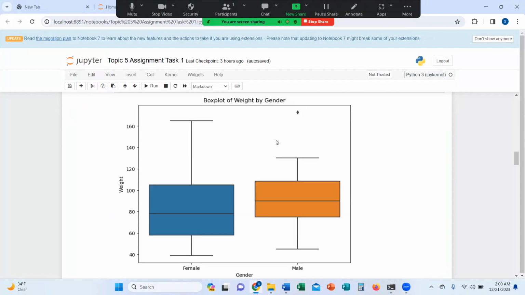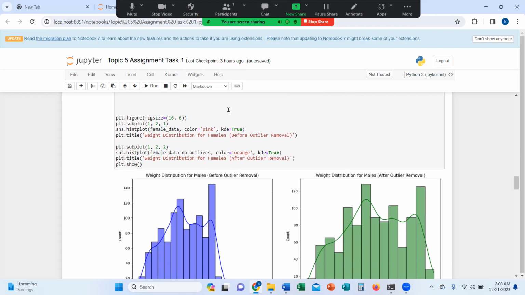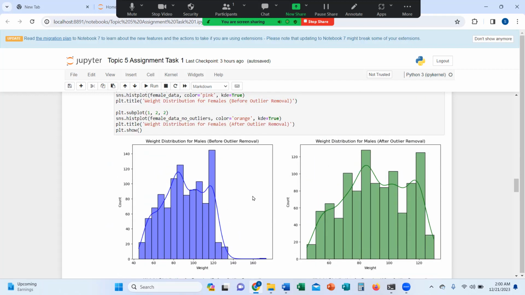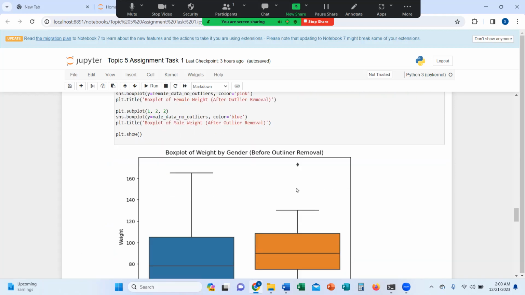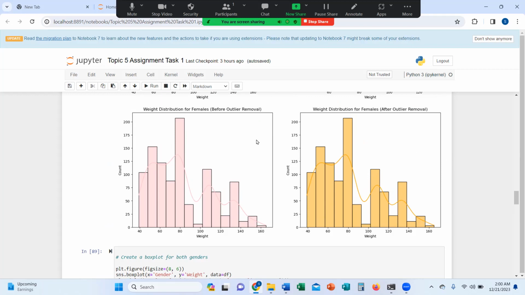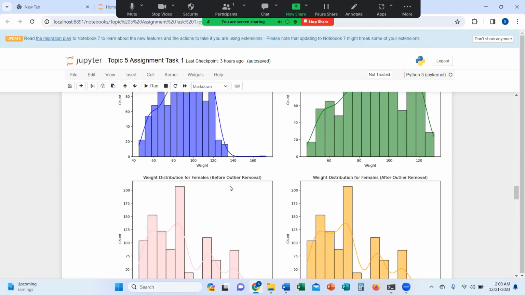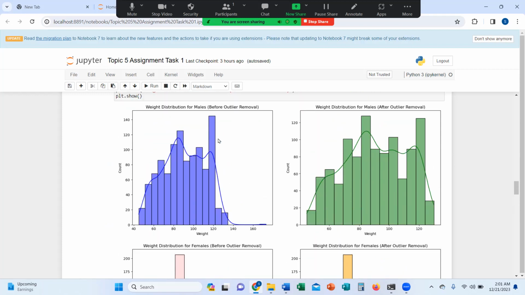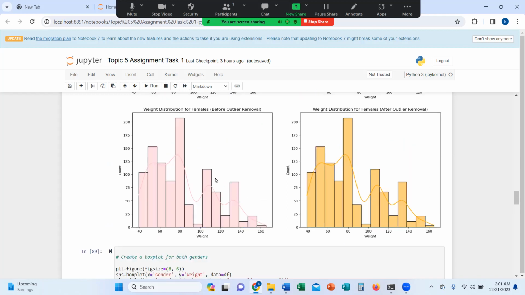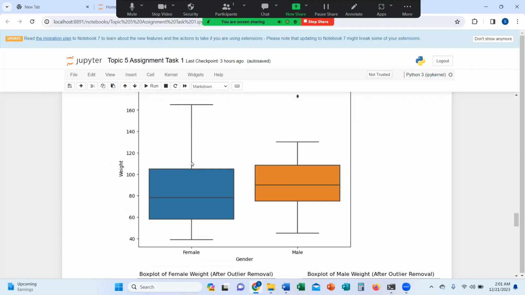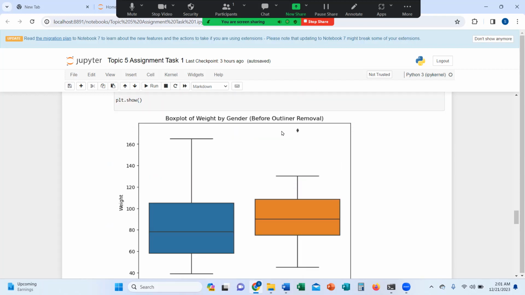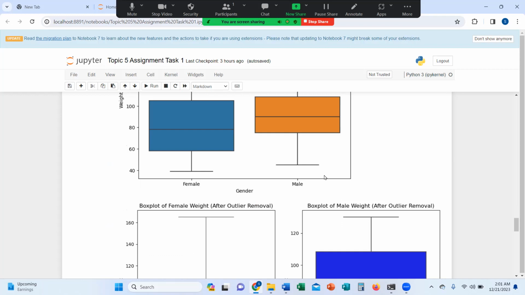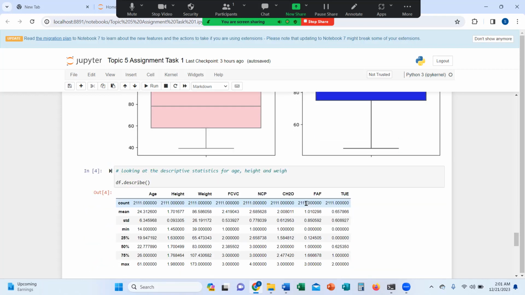And I have an outlier there. I removed the outlier with these codes and I redid the plot for the box plot as well as the histogram, that is, before and after the outliers were there, for males and for females. It's the same thing I did here for the box plot. This is before the outliers were removed for females and males, and this is after they were removed.